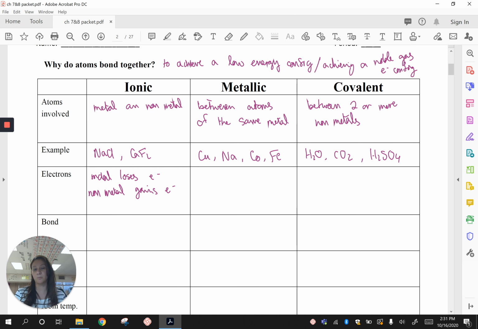electrons to become stable. And so when you lose and gain electrons, you have ions forming. So the metals become positively charged, they become cations, and the nonmetals gain the electrons to become anions, negatively charged. And that's why it's called ionic bonding, because it's made up of ions, positive and negative charges, because you're losing and gaining electrons.